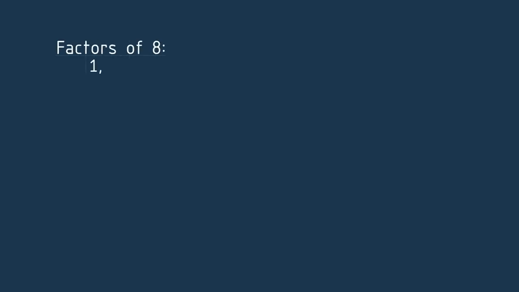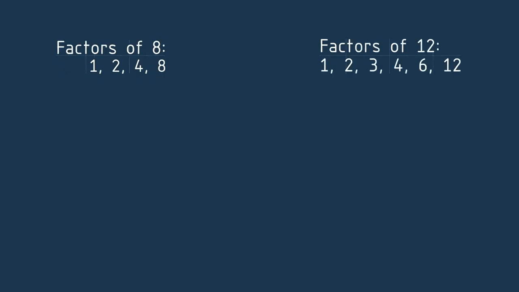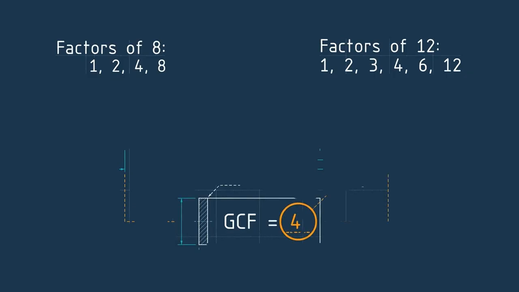First, list the factors of 8. 1, 2, 4, 8. Now list the factors of 12. 1, 2, 3, 4, 6, 12. The common factors are 1, 2, and 4. The greatest common factor is 4.